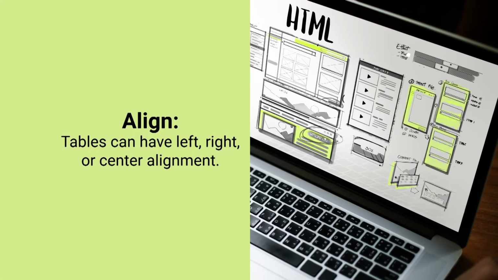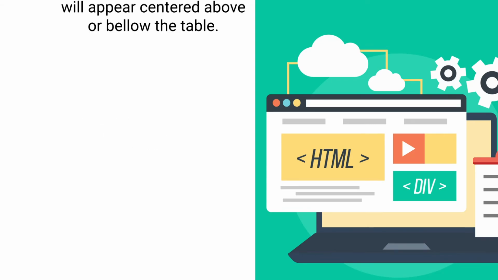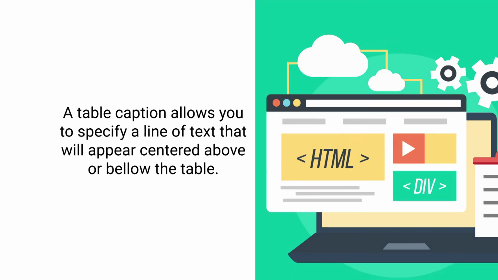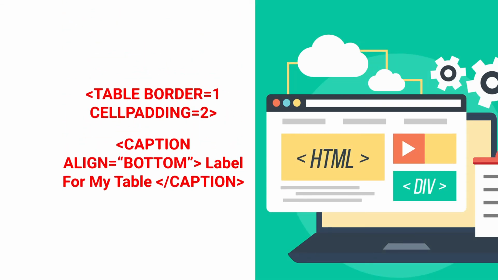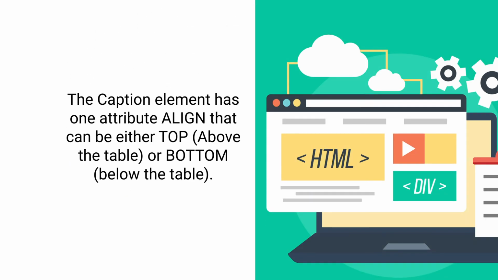Align has 3 types of alignment: left, right or center. Background has two options: border color and border color dark. It has another property, caption. The table caption allows you to specify a line of text that will appear center, above or below the table. The syntax is given below: table border equal to 1, cellpadding equal to 2. And the second line, caption align bottom, label for my table caption. The caption element has one attribute, align, that can be either top or bottom of the table.